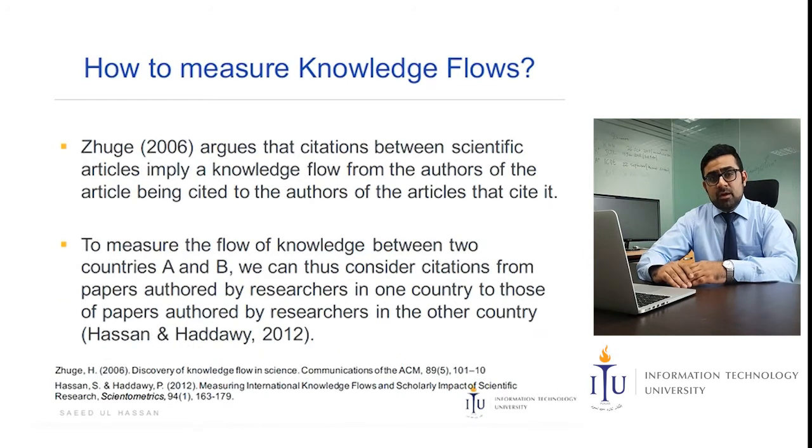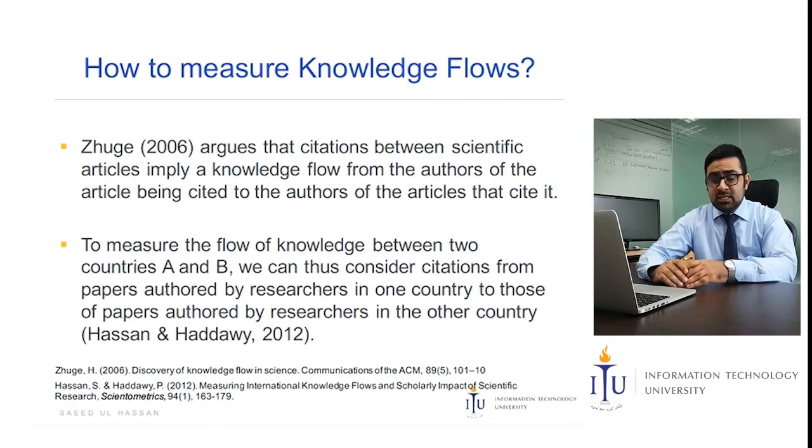Previously, scientists have been pursuing to measure knowledge flows from the community of scientometrics and informatics. For instance, Zhu argued that citation between scientific articles may imply a knowledge flow from the authors of the article being cited to the authors of the articles that cited. More comprehensively, knowledge flows have been measured by understanding the knowledge between two countries, for instance A and B, by considering citations from papers authored by the researchers in one country to those of papers authored by the researchers in another country.